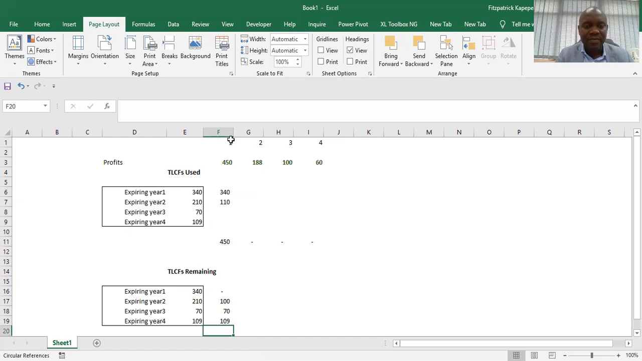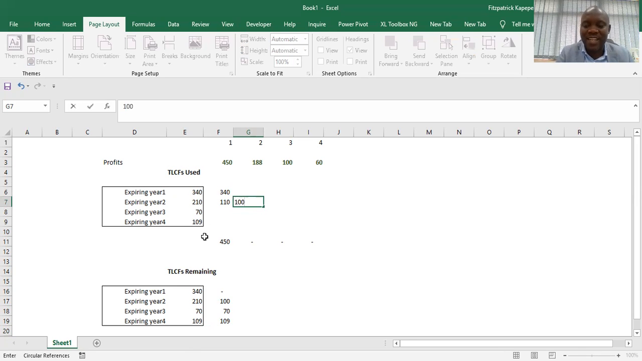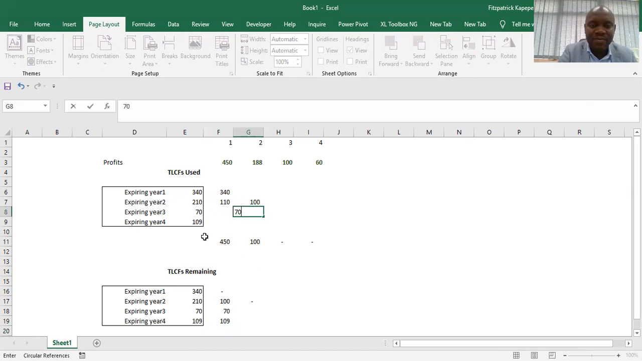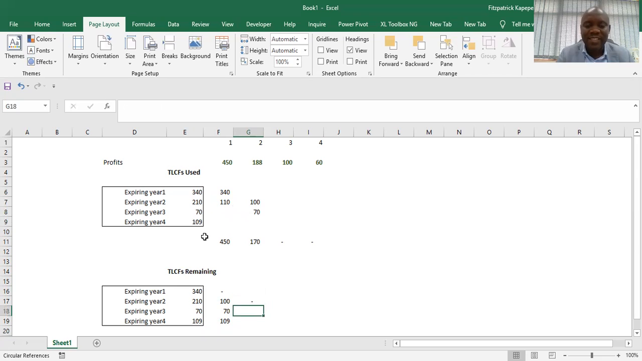So what does it mean in year two when you have profits of 188? Remember that you have already used 110 out of the available 210. So you're actually going to use 100, meaning that here you're going to have 0. On this side here, you're actually going to use 70. It means that here you have 0.